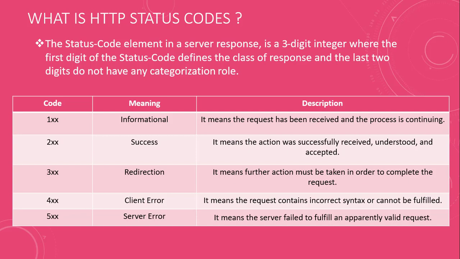2XX success. It means the action was successfully received, understood and accepted. 3XX redirection. It means further action must be taken in order to complete the request. 4XX client error. It means the request contains incorrect syntax or cannot be fulfilled. 5XX server error. It means the server failed to fulfill an apparently valid request.